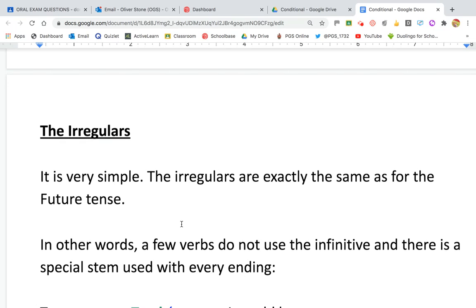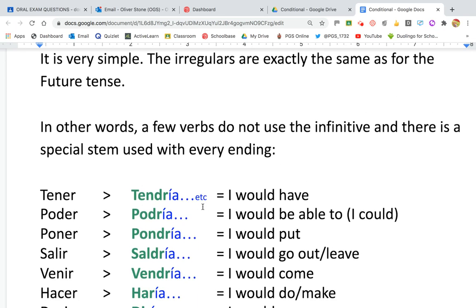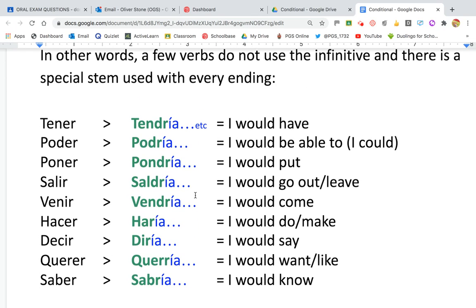So instead of using the infinitive, we use a special stem. Okay, so this is really, really important. Okay, the special stem. So here they are. We need to remember that we cannot say tenería. That does not exist. It is tendría. Okay, so tendr is our irregular stem.